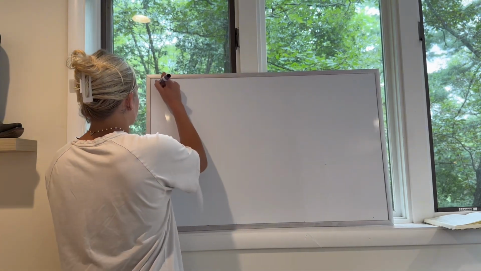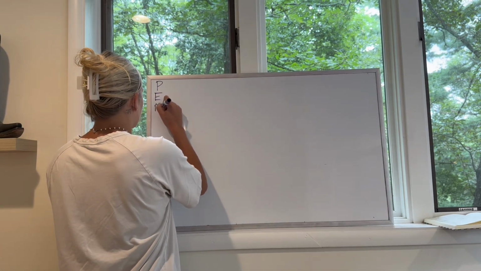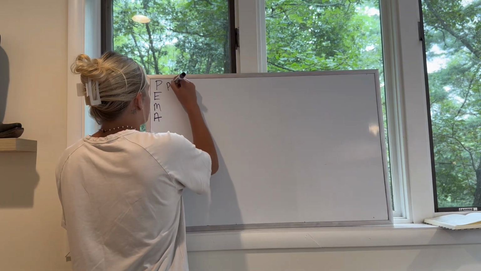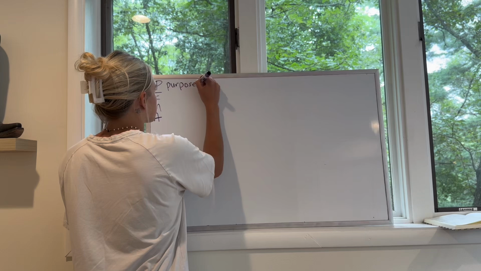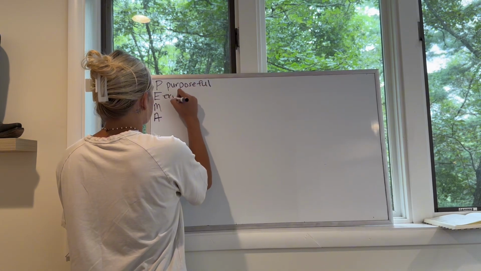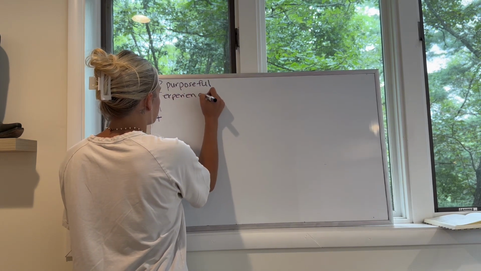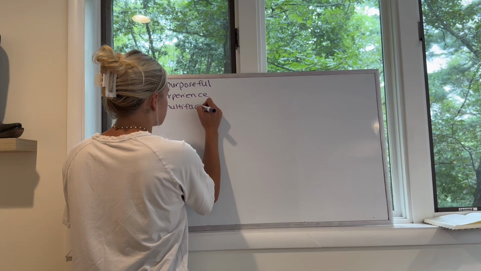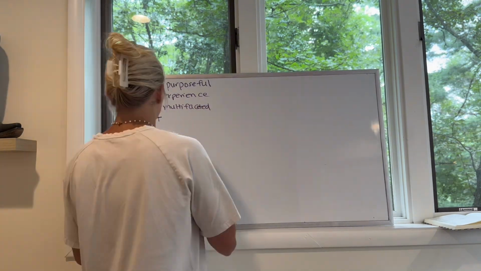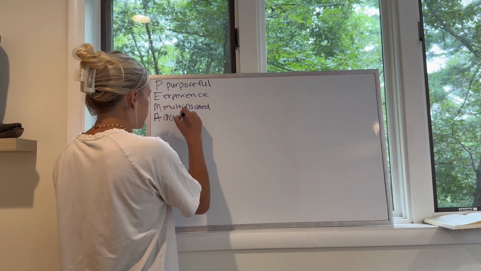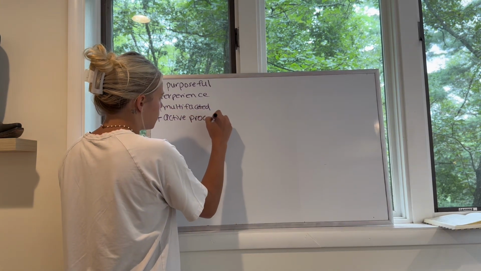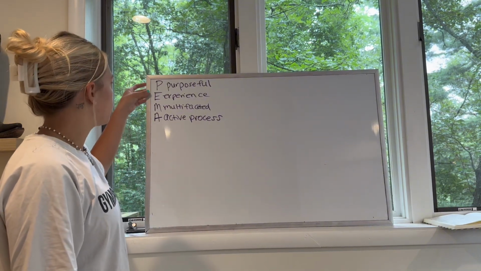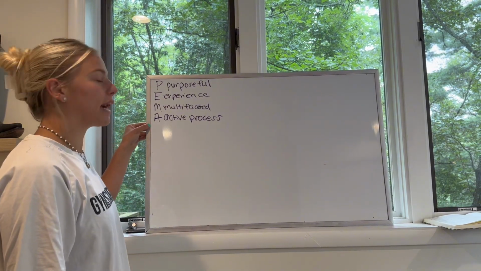So our first one is PIMA, and these are our characteristics of learning. The P is purposeful, experience, multifaceted, I don't know how to say that word, and A is active process. So the characteristics of learning are purposeful, experience, multifaceted, and active process.